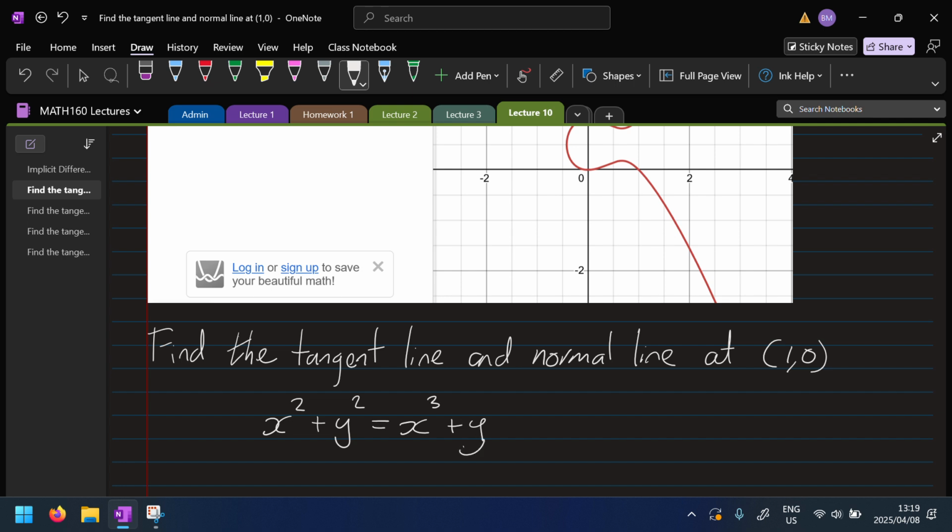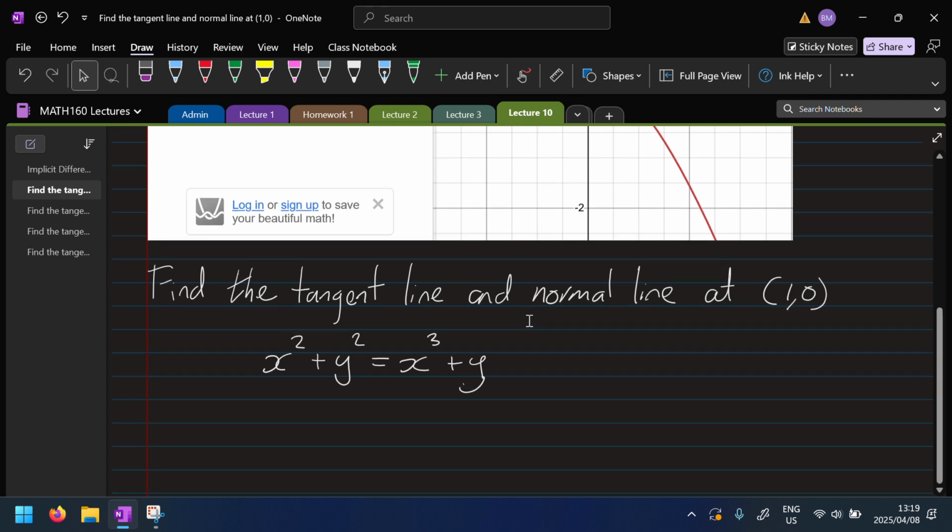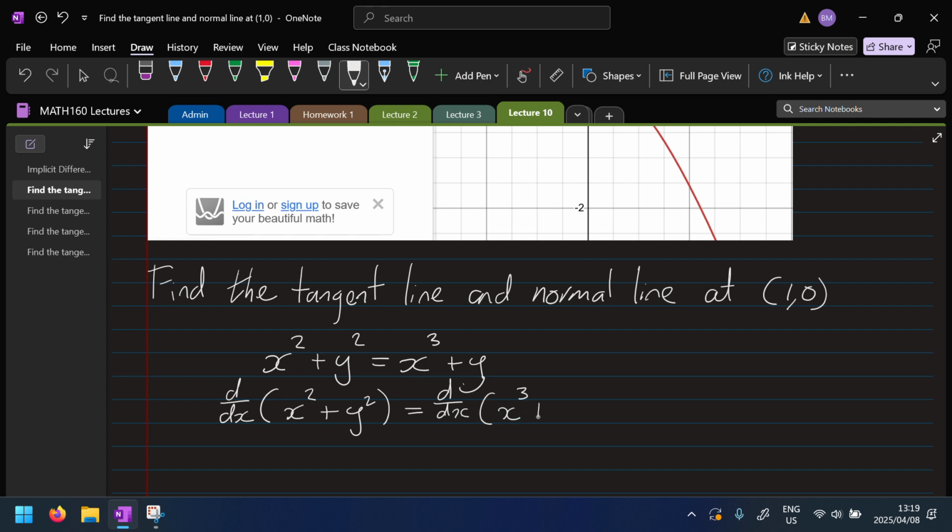Okay, so to find the tangent line, we first need to find the gradient. So that means we need to find y prime. So let's do the derivative on both sides. So d by dx of x squared plus y squared equals d by dx of x cubed plus y.